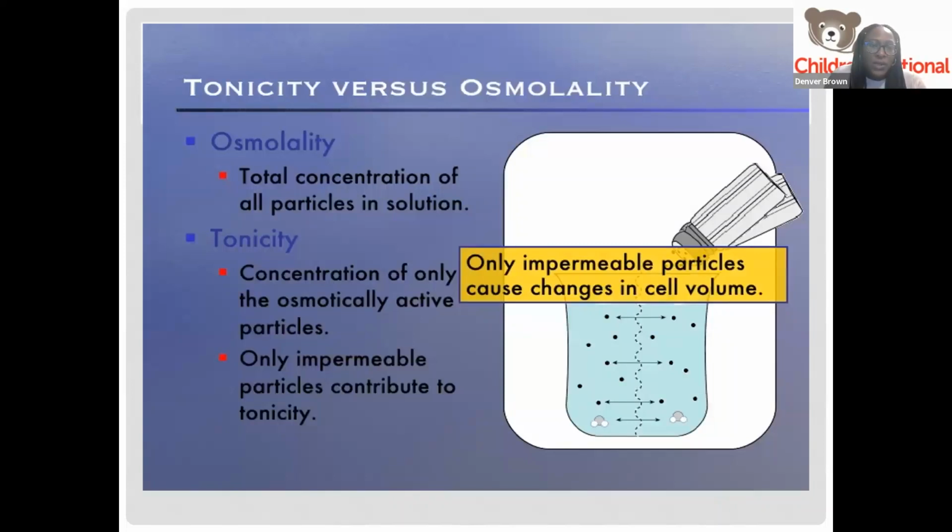And I want to make sure we understand the difference between osmolality and tonicity. We often use them interchangeably, but they're not quite the same. Osmolality refers to total concentration of all the particles in a solution. Now, tonicity really refers to the concentration of only the osmotically active particles. That means the particles that drive water distribution. And really, tonicity is defined by only impermeable particles that contribute to tonicity.